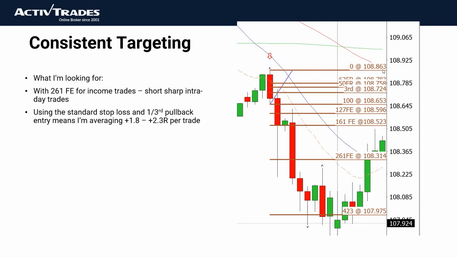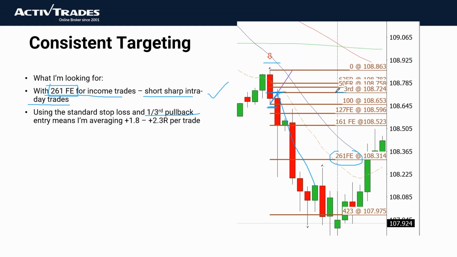The reason I'll use the 261 is that it's what I use for my short, sharp intraday trades. That's what I tend to use as my target on intraday trading. It means that if I have a standard stop loss, here's where I start to help myself: instead of having an entry just beneath the break of the low, I have my entry back inside the candle. The price pulls back before it moves down.